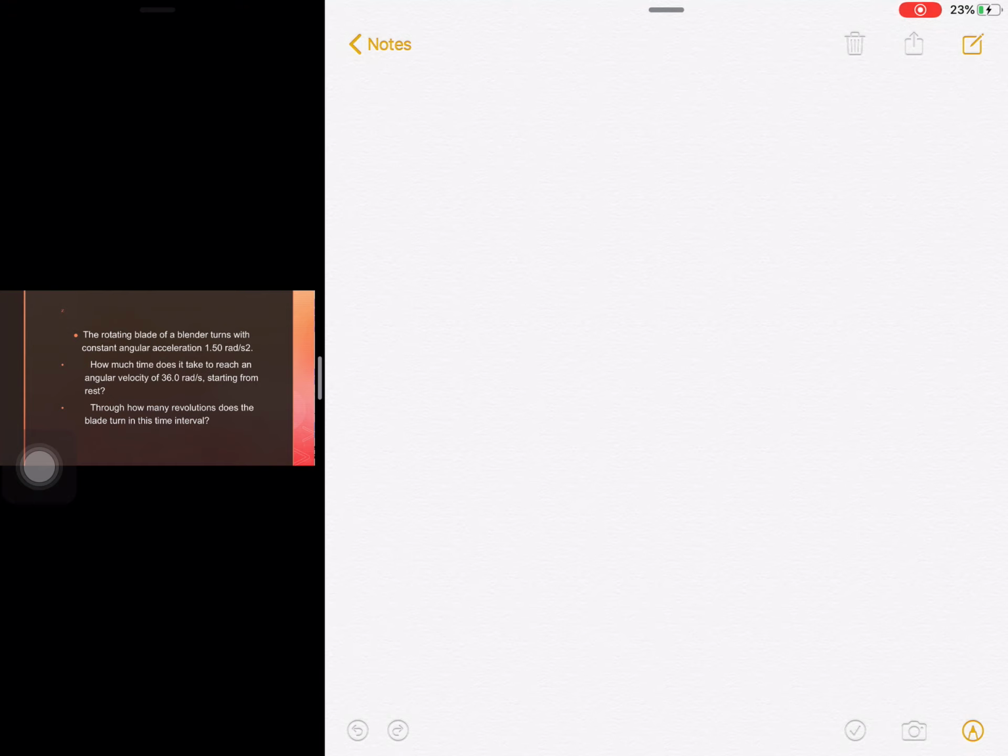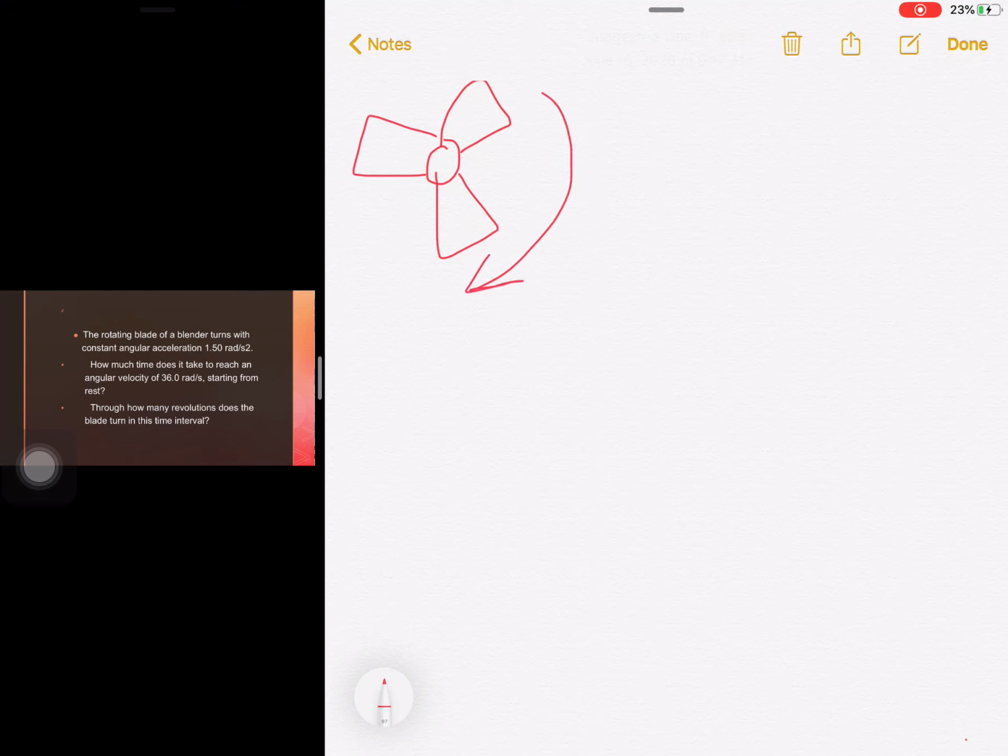So let's draw your blade. You have the blade of a blender. So let's say that is the blade of the blender, and that is rotating this way. So let's just assume, since it is not stated in the problem. Now, after sketching, we can make a list of the given and then the required.